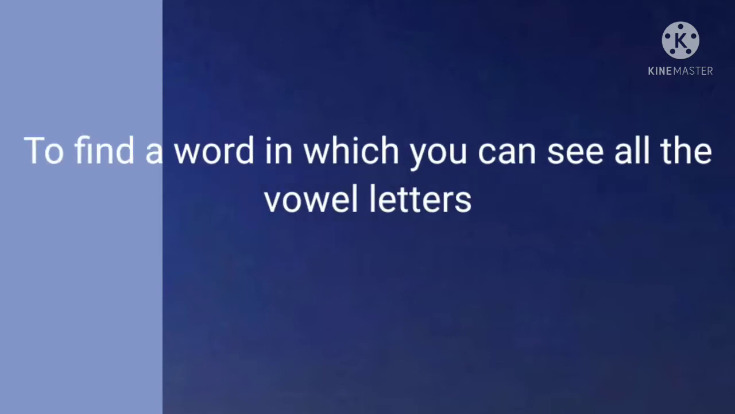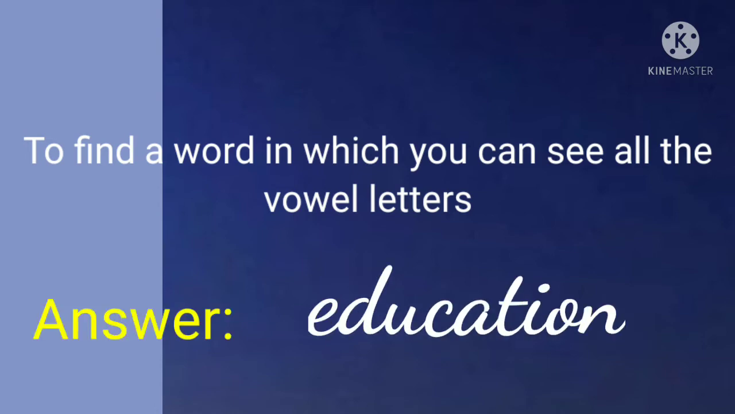Friends, in my last two classes, I had asked you some questions and I would like to answer them now. The first question was to find a word in which you can see all the vowel letters. The answer is the word education. In this very common word, you find all the 5 vowel letters A, E, I, O, U.